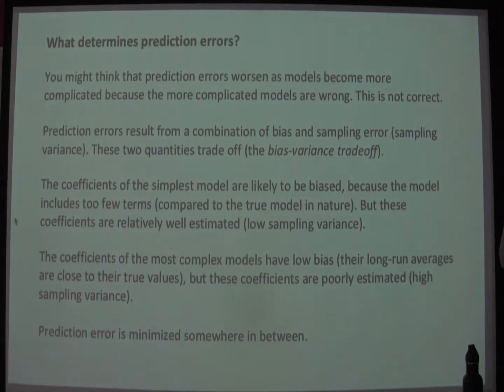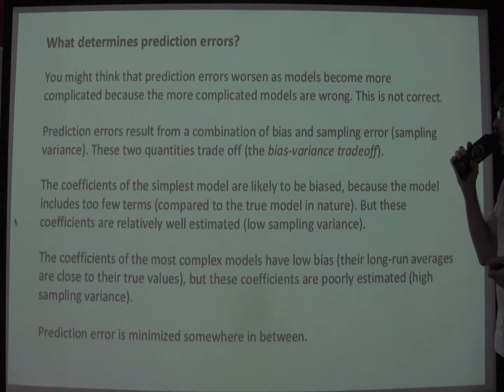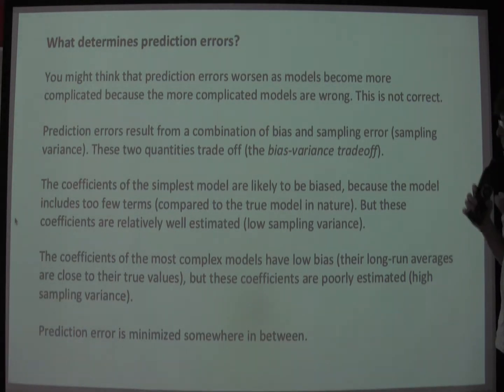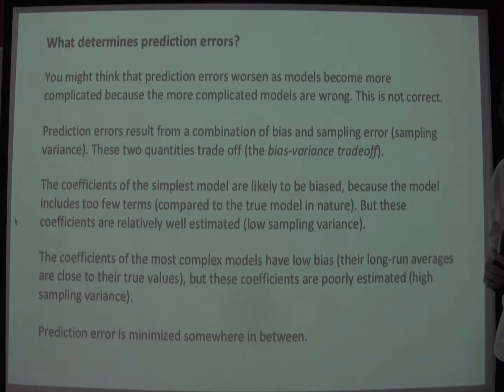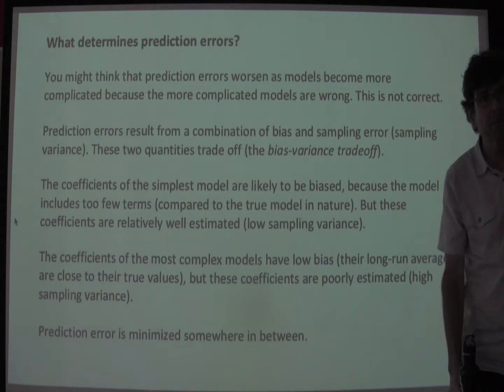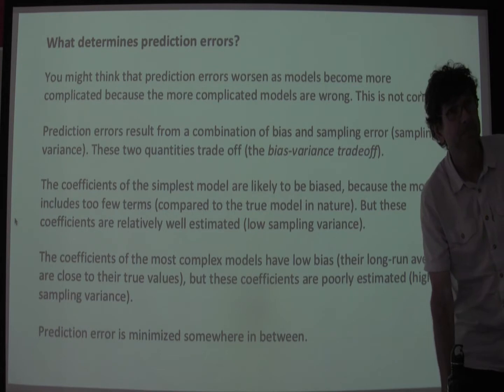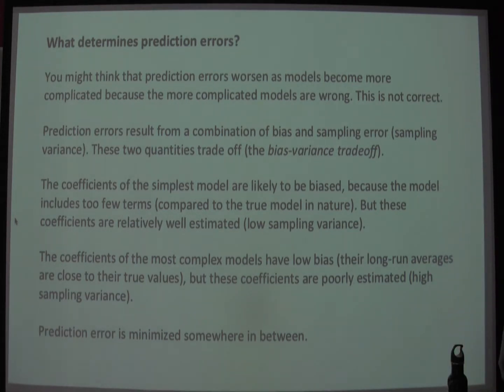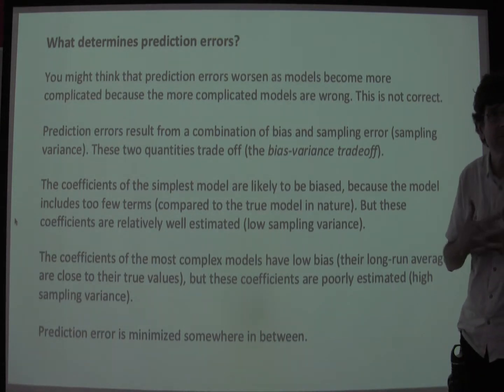Okay, so why do these more complicated models make prediction errors in the first place? Well, the intuitive answer would be that they make prediction errors because they're actually wrong. But that's not exactly right. Complicated doesn't necessarily mean that the models are wrong.